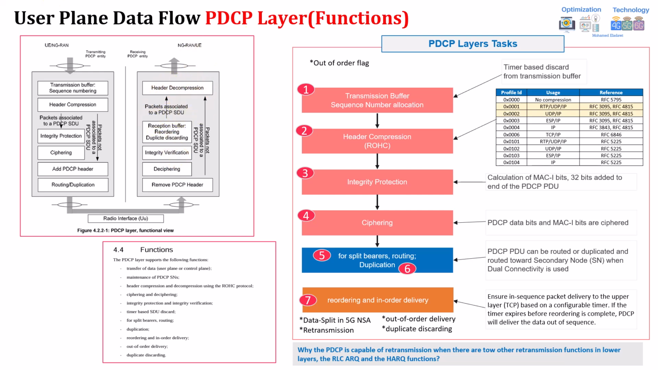Only the intended device. So this is the main idea of integrity protection and ciphering. Okay. Header will be adding in general. Then moving forward, you will have number 5, which is split bearer or routing or duplication. And this is usually happening mainly in the non-standalone.